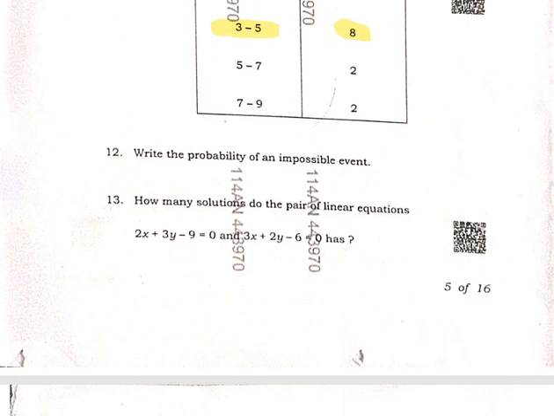So next one, that is the 12th one: write the probability of an impossible event. The probability of an impossible event is always 0.